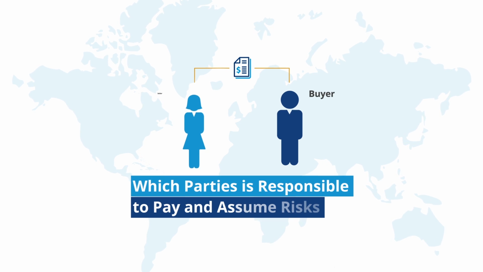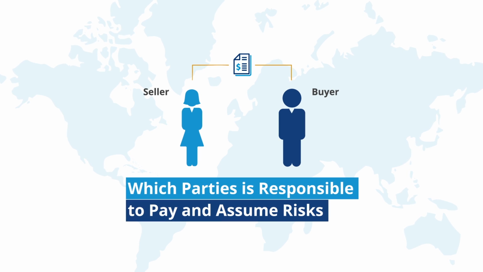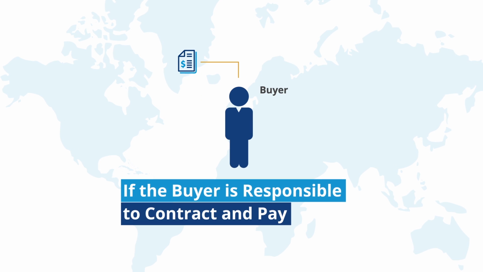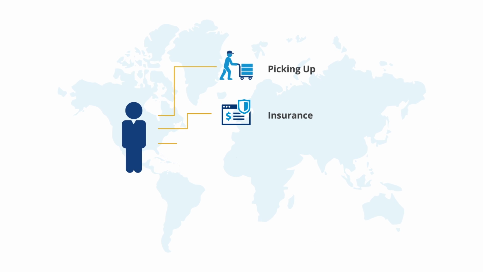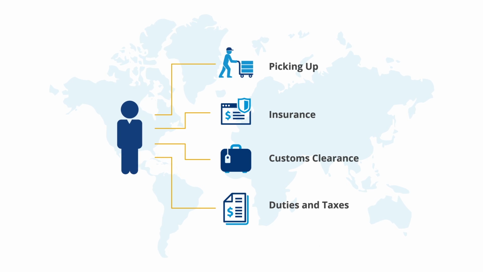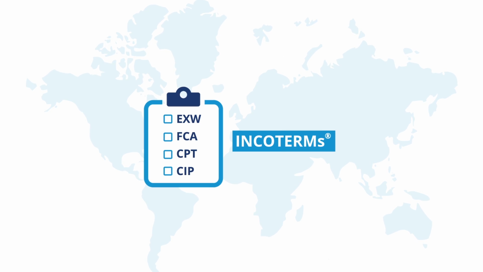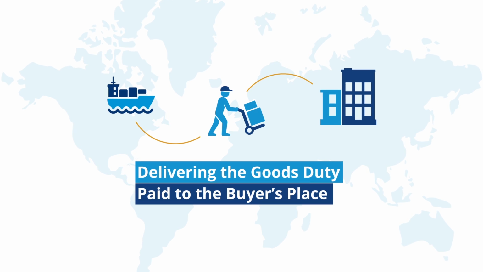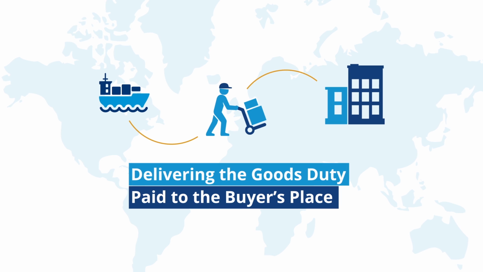These terms spell out which party is responsible to pay and assume risks at each stage in the international transit of goods. So if the buyer is responsible to contract and pay for picking up your product at the factory, insurance, arranging customs clearance, and paying all the duties and taxes, there is an Incoterm for that. Or if you are going to take responsibility for delivering the goods duty paid to the buyer's place of business, there is an Incoterm for that too.